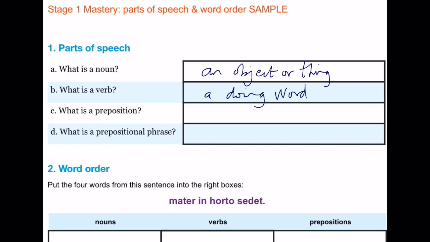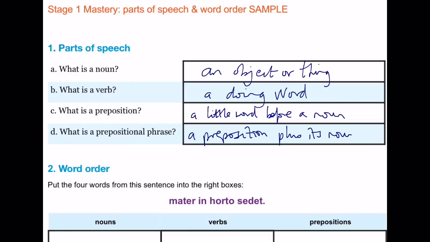doing word, that's good. Now this is longer to actually handwrite on my iPad. Let's abbreviate it to that. A little word before or in front of a noun, and a prepositional phrase is something like in villa, so it's a preposition plus its noun. Okay, you can word it a bit differently from that. It's not essential to say precisely what I've said there, but those answers would get you the marks.